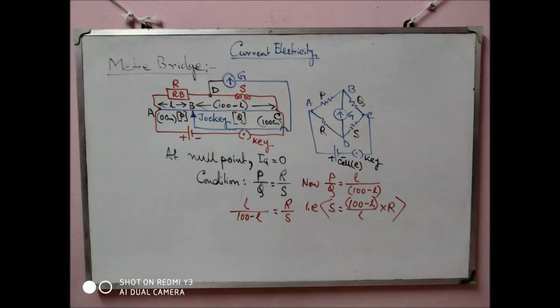Today we will discuss the application of Wheatstone bridge. That means what practical devices we use for the application of this Wheatstone bridge. There are basically two types of instruments we use practically to find the unknown resistance using the principle of Wheatstone bridge, that is meter bridge and post office box.